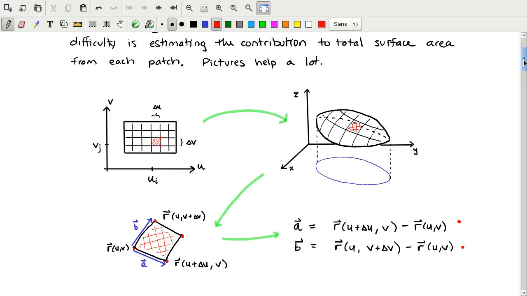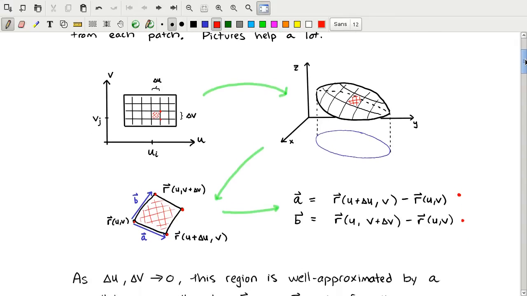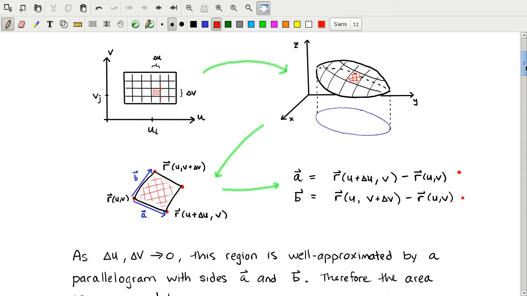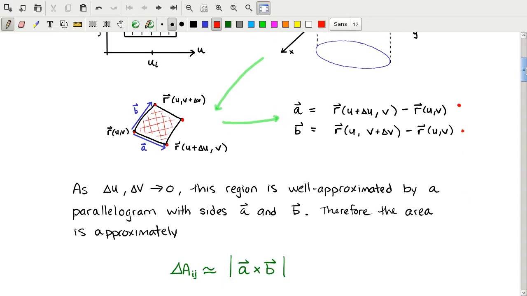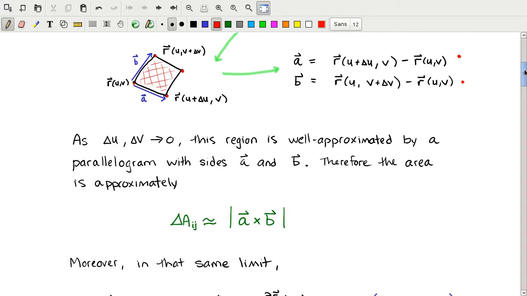Now here's the key. As delta u and delta v get smaller, this looks more and more like a straight, flat parallelogram with sides A and B. And if we think all the way back to the beginning of this class where we learned about the areas of parallelograms, I told you that at one point you would need to summon the formula for the area of a parallelogram. And here it is. The area of this parallelogram, which is approximately the same as that patch of surface, is the magnitude of the cross product of A and B. So we need to calculate this cross product. But before we do that, let's simplify A and B just a little bit. It turns out that they are related to the function r in a very particular way.